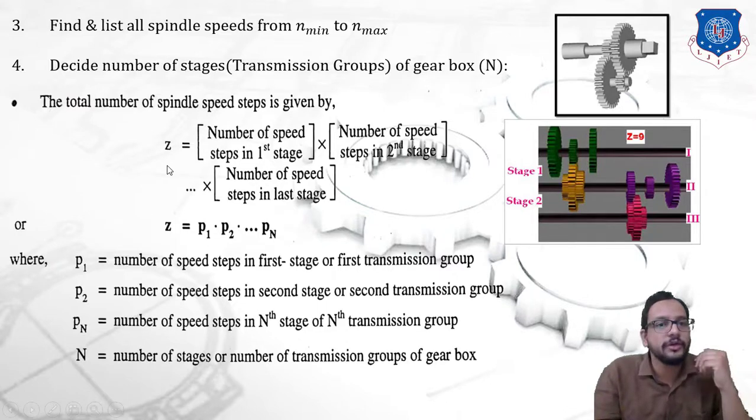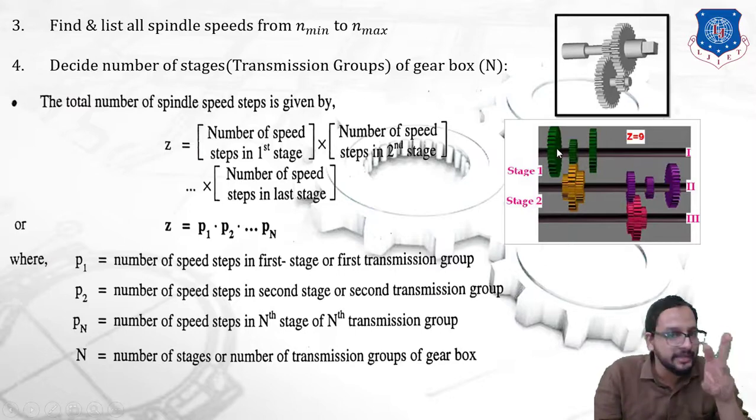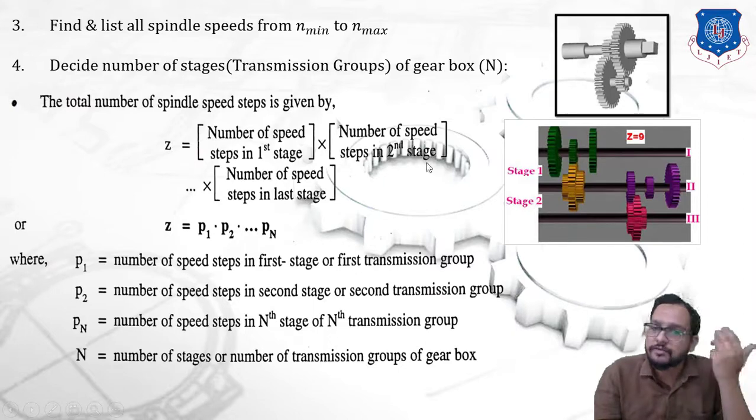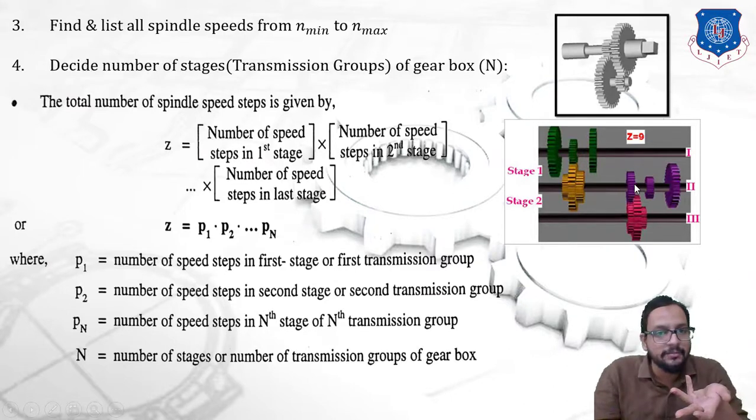So the equation over here, you can see I have written, total number of spindle speed steps is given by Z is equal to the number of speed steps in stage 1. You can see in this stage 1 the number of speed steps is 3, multiplied by the number of speed steps in the second stage. In the second stage, how many speed steps can we obtain? Again 3, because there are 3 gears and 3 speeds can be obtained.